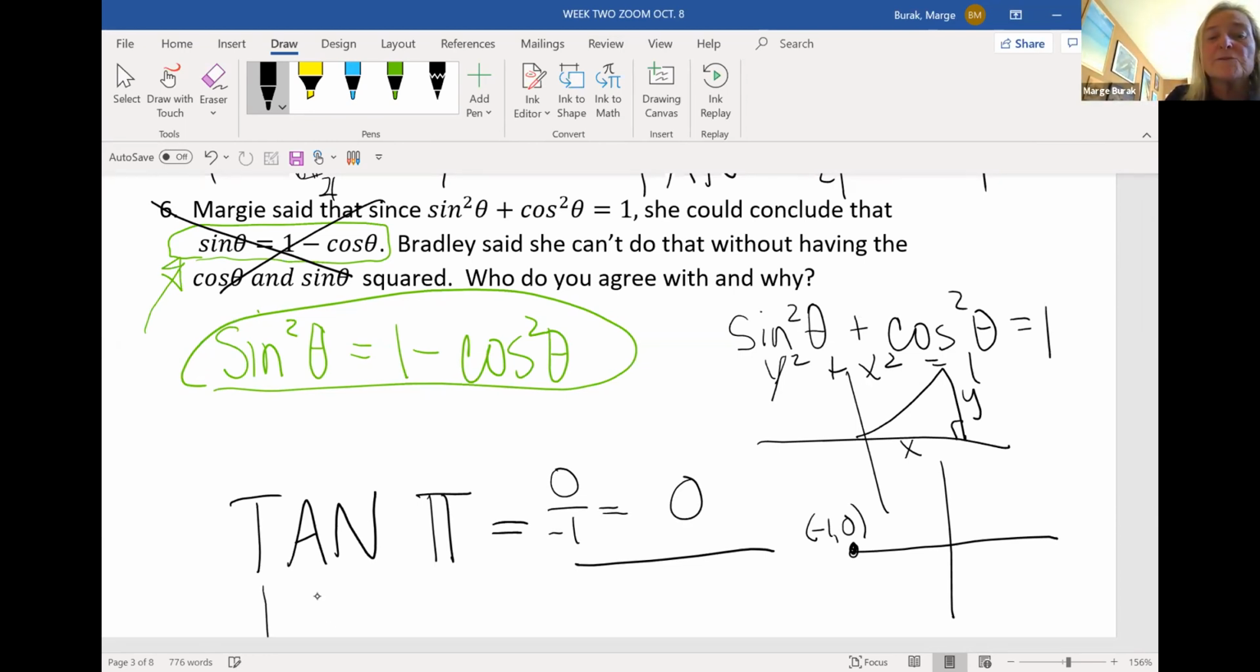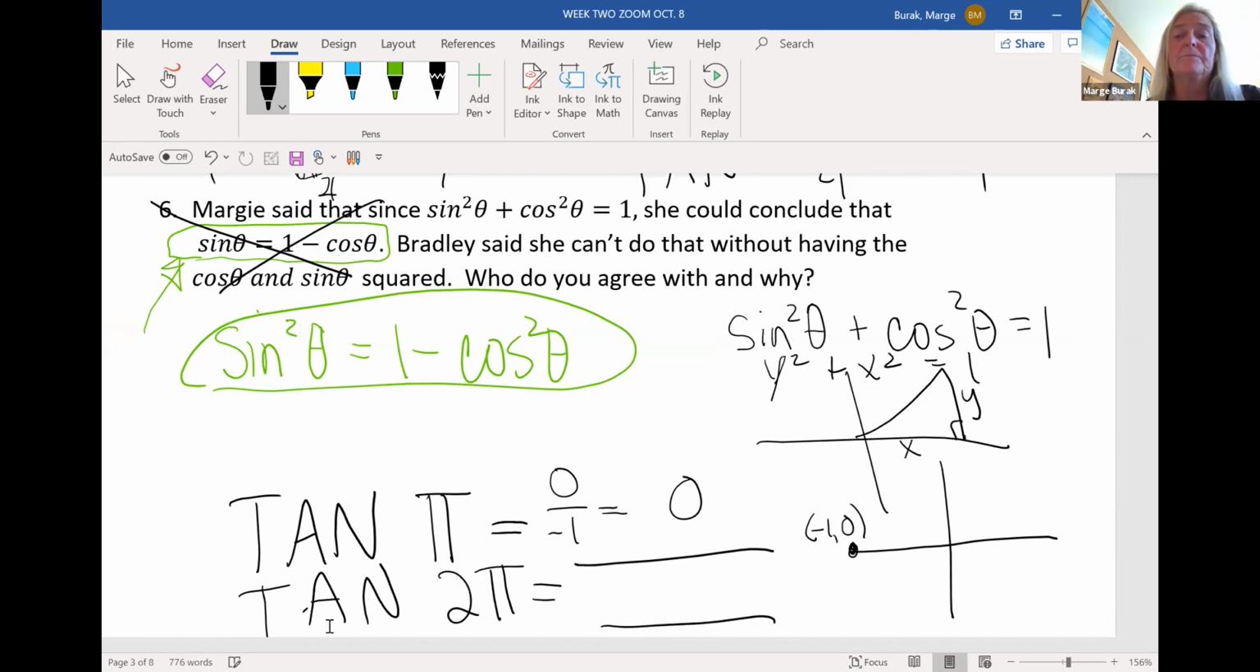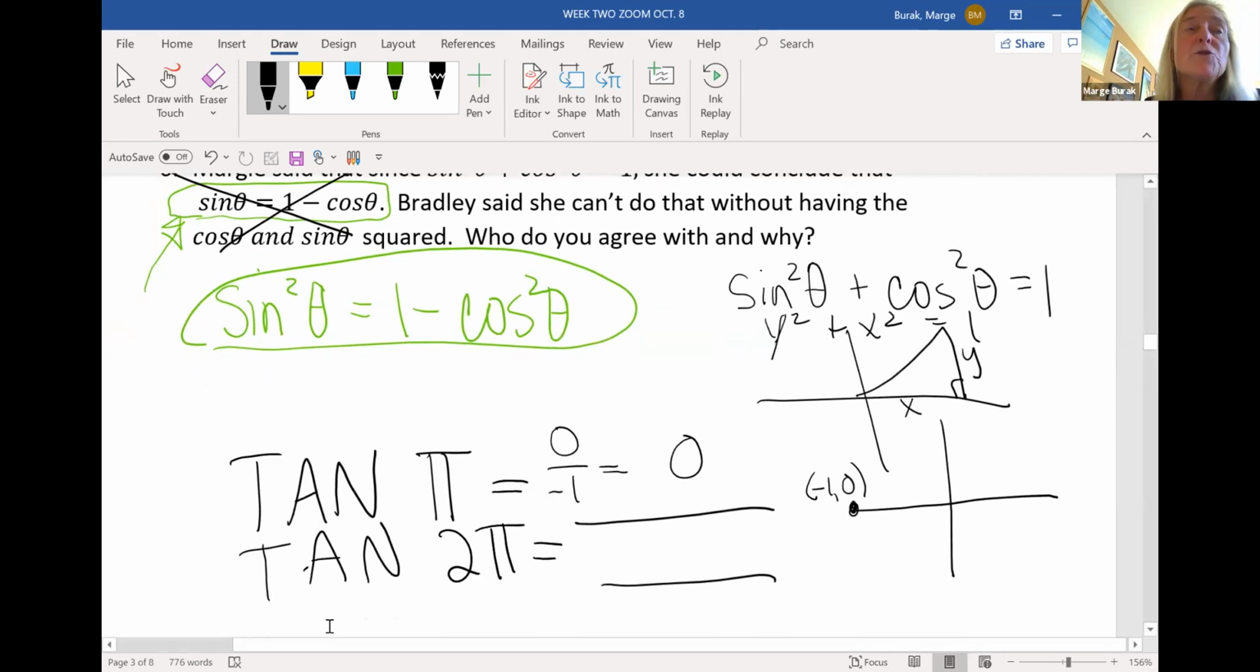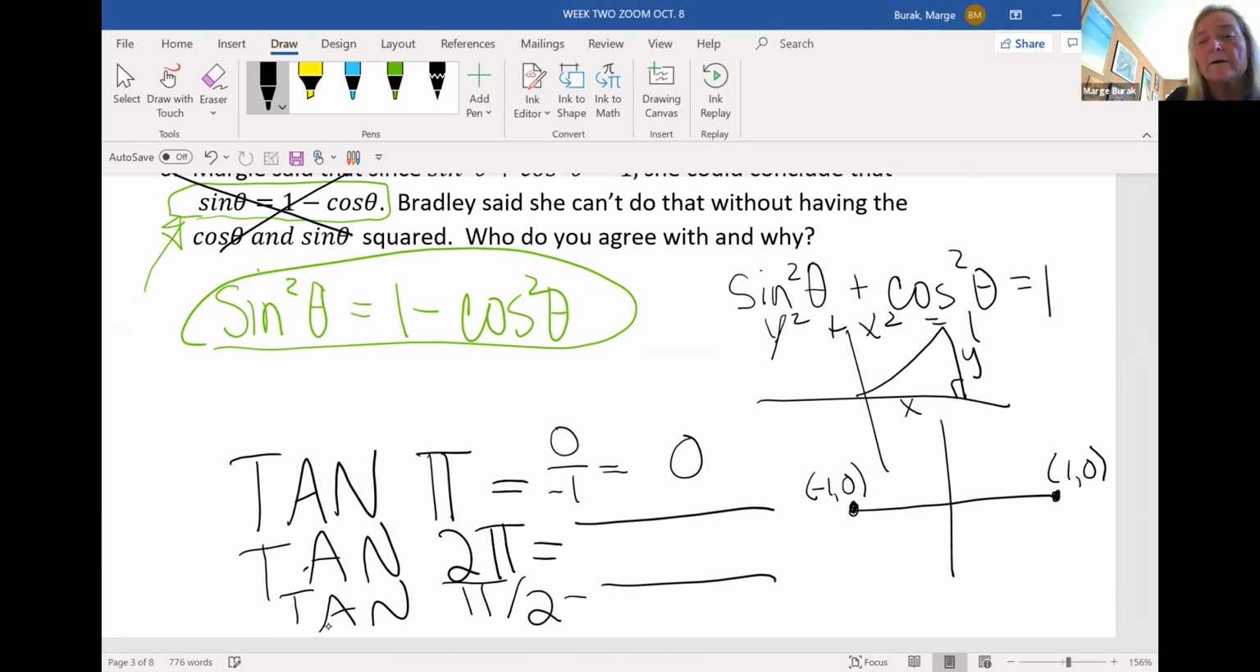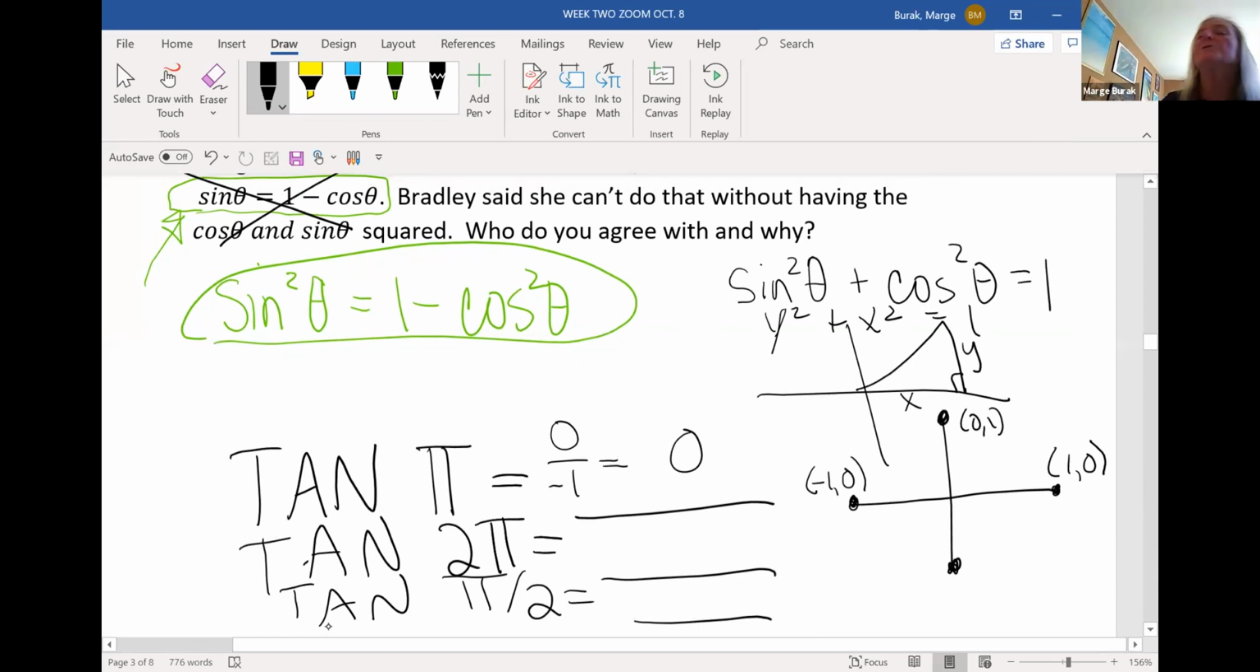Okay, then what is the tangent of 2 pi? I'm going to count to 3. Tangent of 2 pi. 1, 2, 3. 0. Okay, right on. Okay, let's do the tangent of pi over 2. Ready? 1, 2, 3.